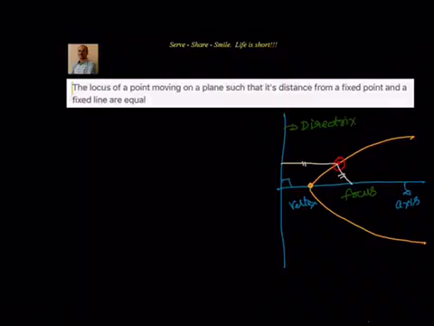The line which passes through the focus and is perpendicular to the directrix is called the axis of the parabola, and the parabola is symmetric about the axis of the parabola. The point where the parabola cuts the axis of the parabola is called the vertex of the parabola. So all the points on the parabola satisfy that condition, that their distance from the directrix is equal to their distance to the focus. So this distance is equal to this distance. If that is maintained, then this collection of points is called a parabola.